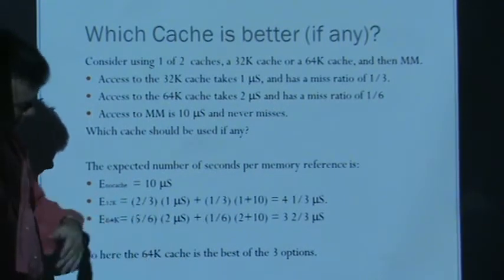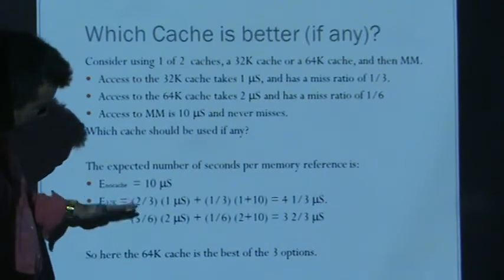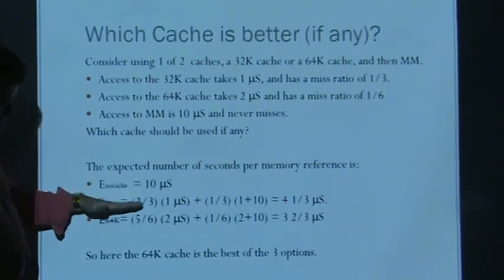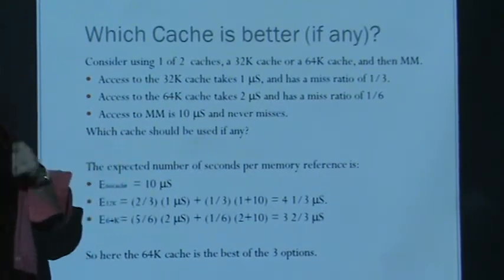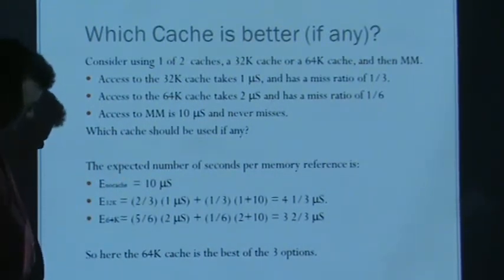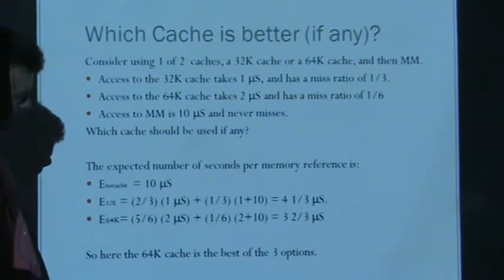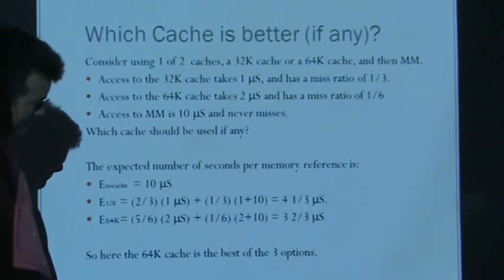So in this case, of the 3 options: don't use a cache, use the small cache, or use the big cache, using the big cache would give us the best average time to do reads or writes from memory.